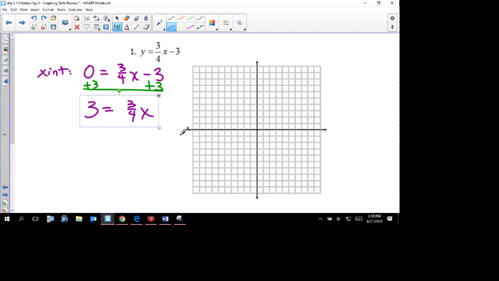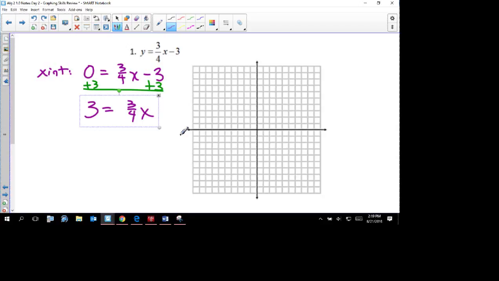Yes? Maybe if you're reminded. You can't divide by fractions. Austin, instead of dividing by a fraction, what would you do? That is exactly the words I was looking for. Instead of dividing by a fraction, you have to multiply by its reciprocal. So we can't divide by fractions. We multiply by the reciprocal.